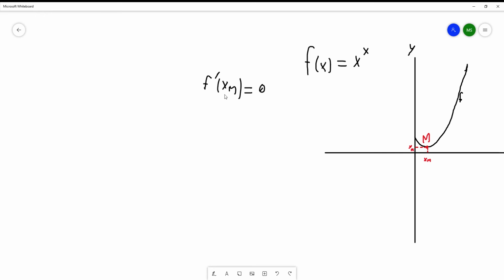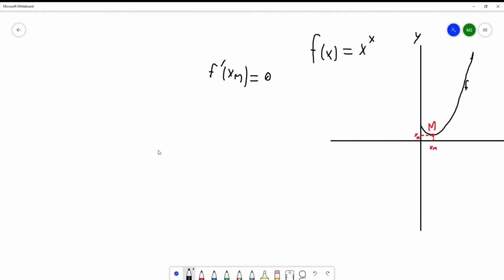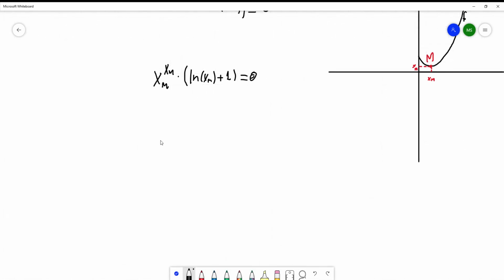Now, this will just be an equation. So xm to the power of xm times ln of xm plus 1 is 0. Now, following some rules, we know that either this one or this one is 0 or both. So xm to the power of xm is 0, or ln xm plus 1 is 0.